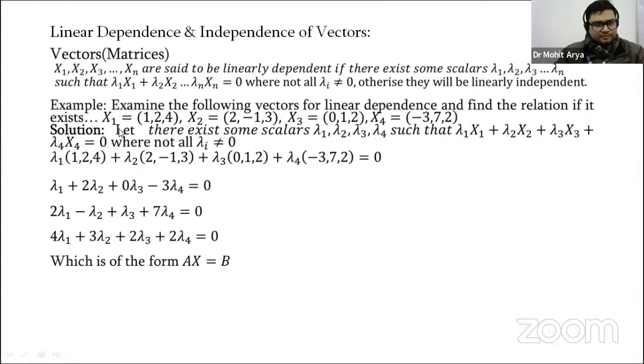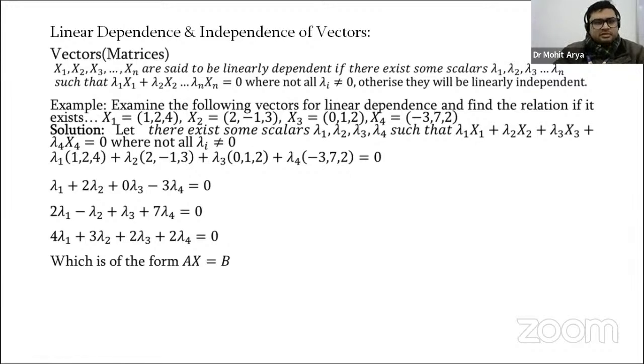This is an equation. Now we will write this equation with the use of the given vectors, those are x1, x2, x3 and x4. Lambda 1 goes with the first vector 1, 2, 4, the second vector 2, minus 1, 3 goes with the scalar lambda 2. With the scalar lambda 3 there is the third vector 0, 1, 2, and with the scalar lambda 4 the other vector is minus 3, 7, 2.